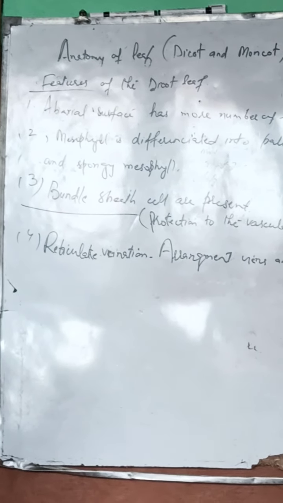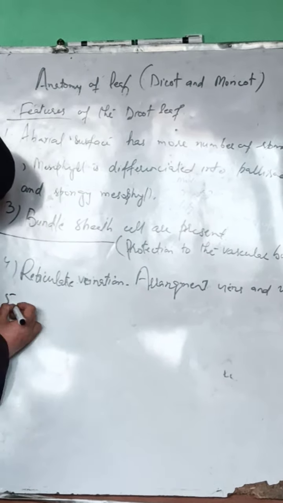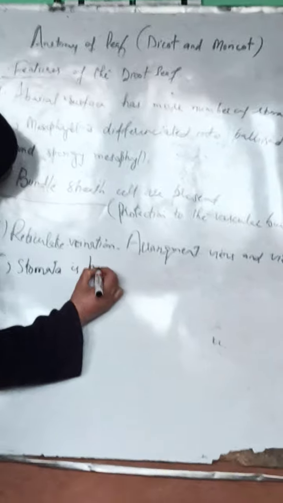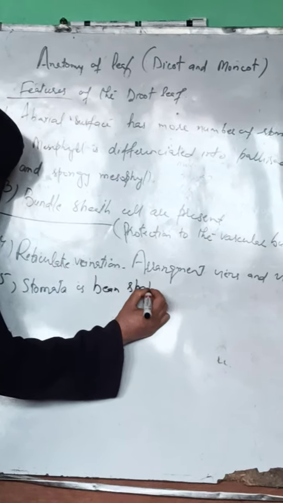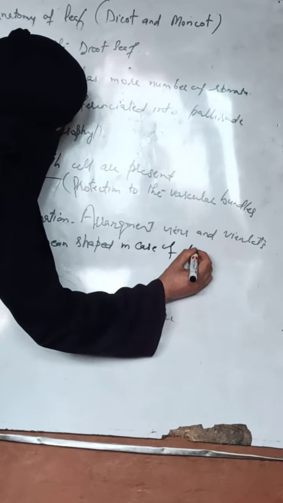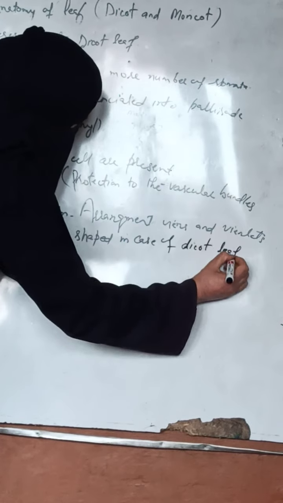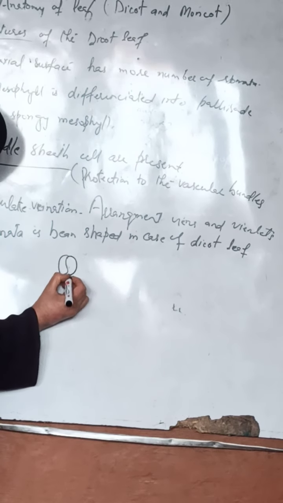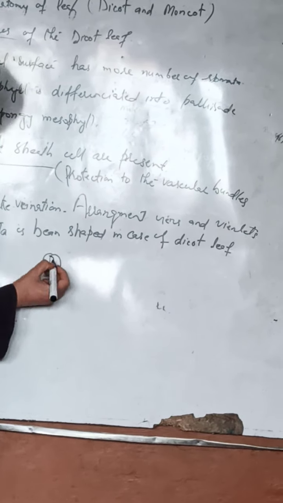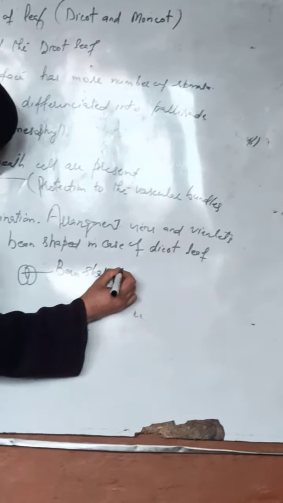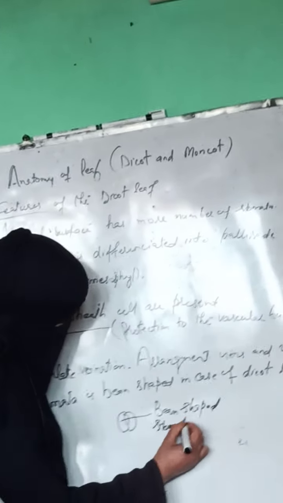Then there are stomata. Stomata are bean shaped in case of dicot leaf. For example, like this. It is bean shaped stomata.